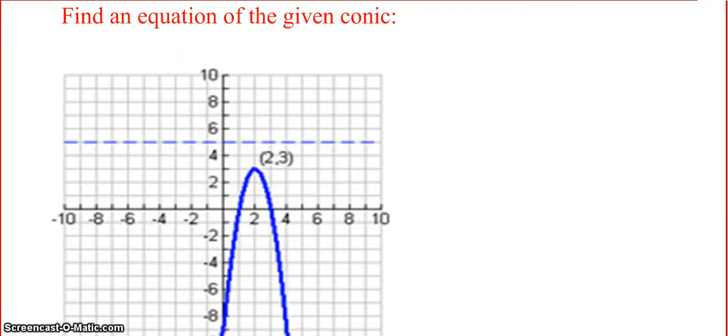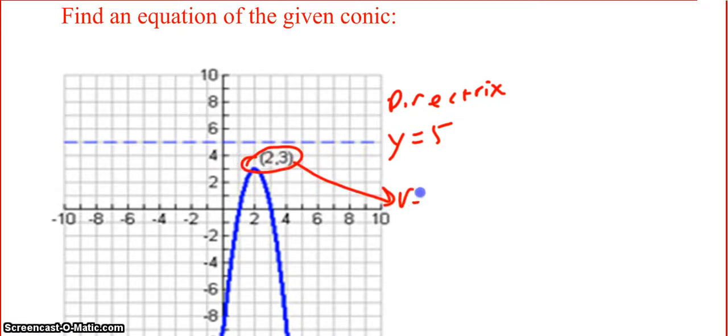Alright, what should we do first? We'll identify the conic. So first I see that this is a parabola. Good. I see that I have a directrix here. This is the line y equals 5. So, what else do I see? I have my vertex. And I know that it's opening down.